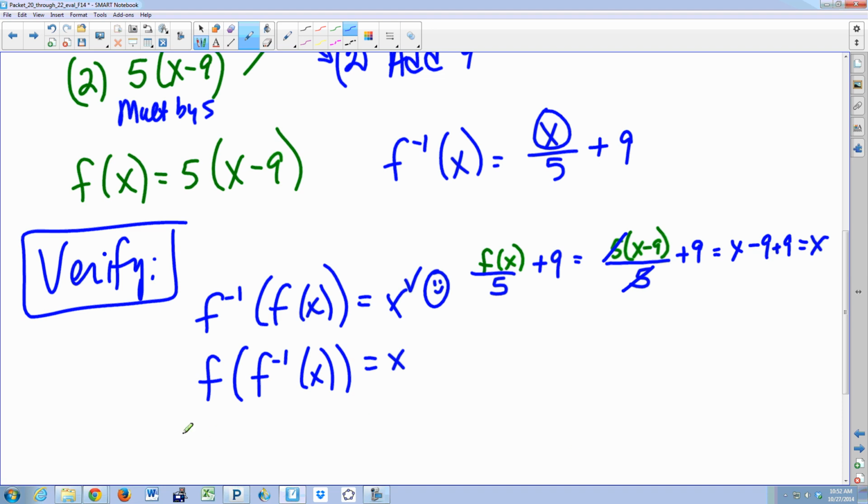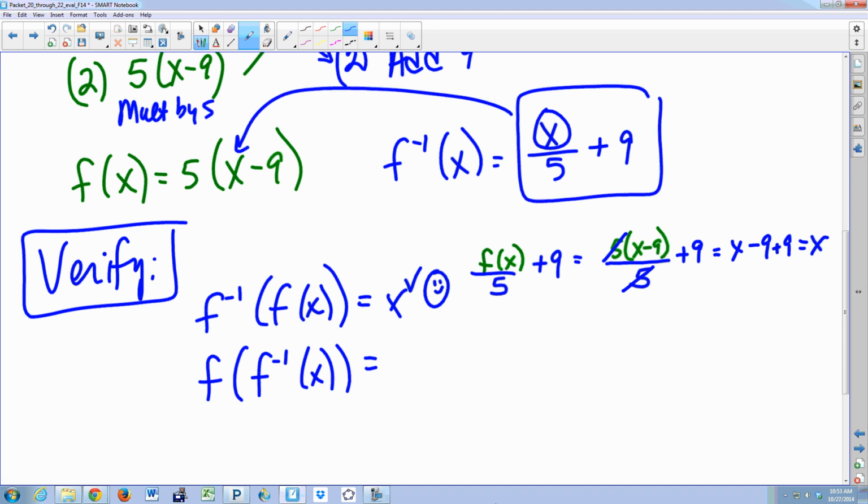So how do we verify this? Someone want to tell me the process, what I would write to find f of f inverse, how I would write that. I did the first one for you. Can someone help me now with this one? Caitlin? Okay, so I take my inverse function and put it into my x in my f function.